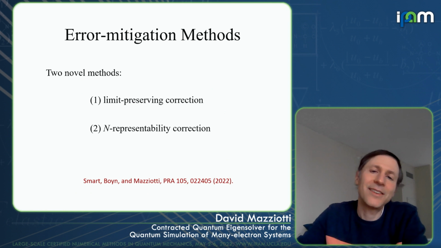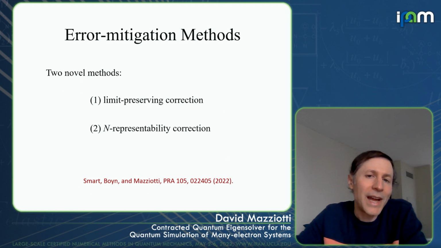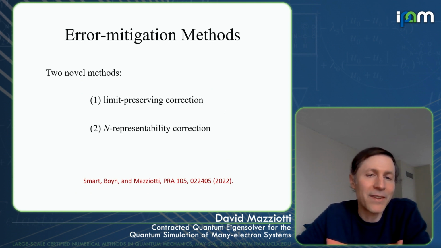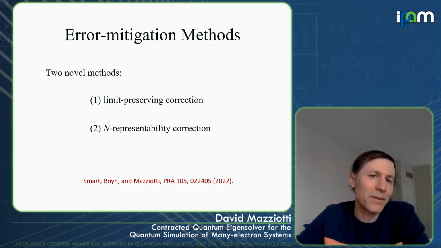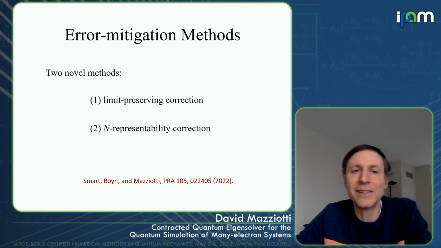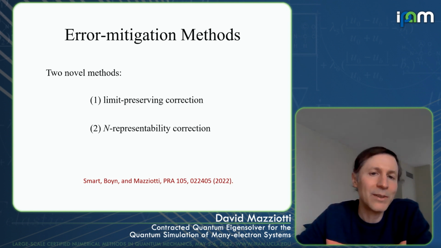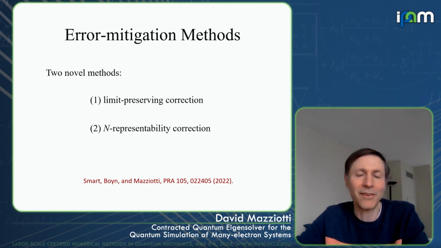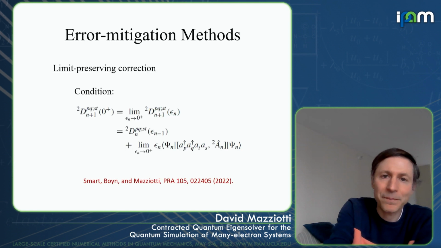Okay, so to treat this molecule, the benzyne isomers, we had to introduce some additional error mitigation methods, because quantum computers, of course, in the NISQ era are very noisy, and we need ways of ameliorating or mitigating that noise. There are 2 different error mitigation methods that we developed in the context of this work. One's called a limit-preserving correction. It's a fairly simple correction, but it turns out to be useful. And the other one is to use n-representability conditions, or an n-representability correction. Let's talk about both of them, and then we'll focus a little bit more on the second one.